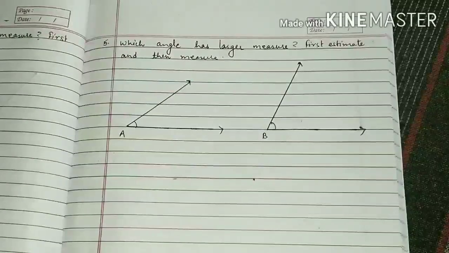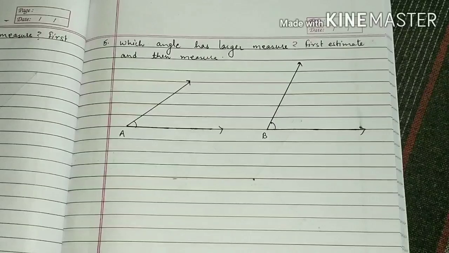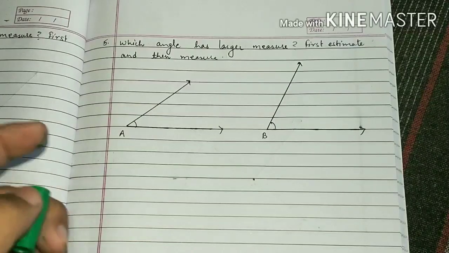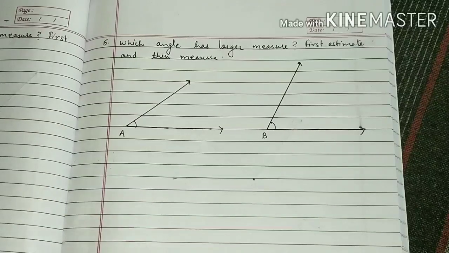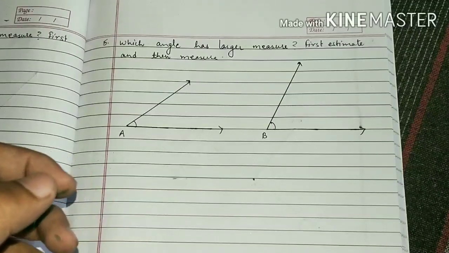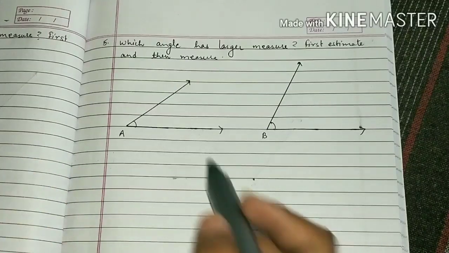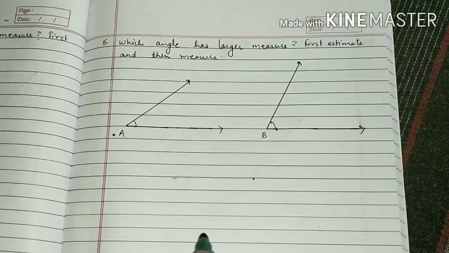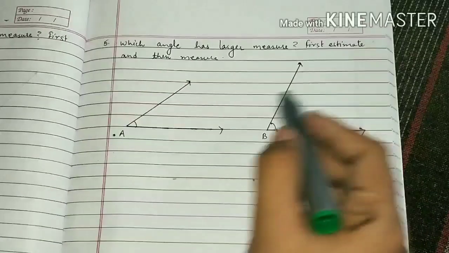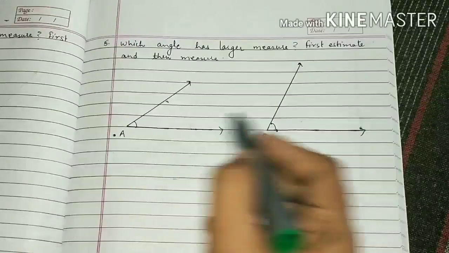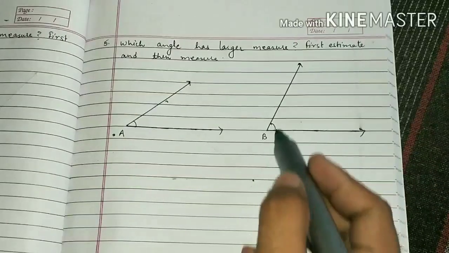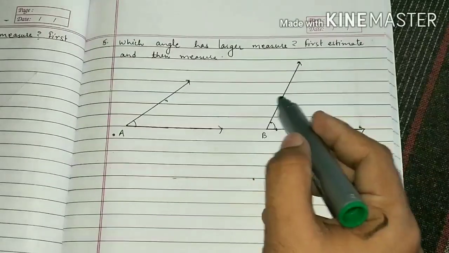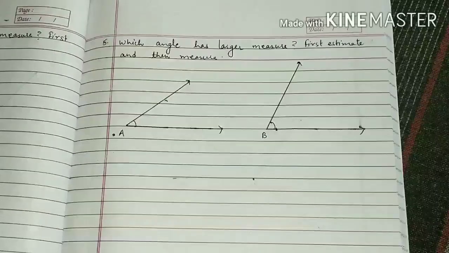Okay, now we are moving to the fifth question. What is the fifth question? Which angle has larger measure? Okay, first estimate and then measure. First of all we should estimate by just looking, then we will measure. So if we look at this angle A and this angle B, which angle is bigger? Because it has larger openings. You can see it has smaller opening, it has larger opening. So by estimating we can say that angle B is greater than angle A.